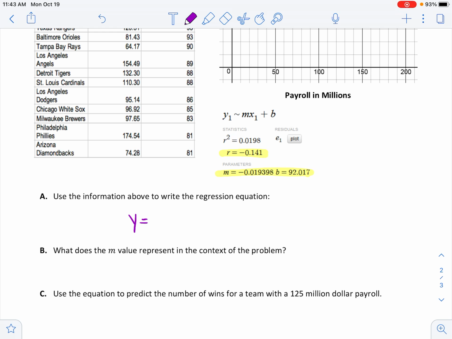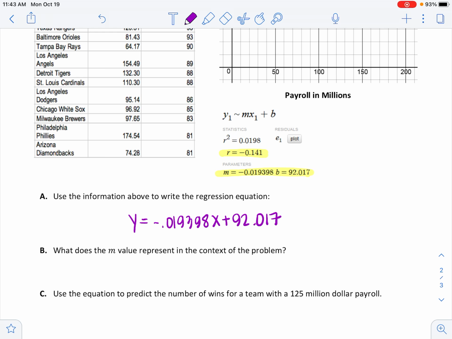So we're going to write y equals, our m value is negative 0.019398 x plus b, 92.017. Okay, what does the m value represent in the context of the problem?